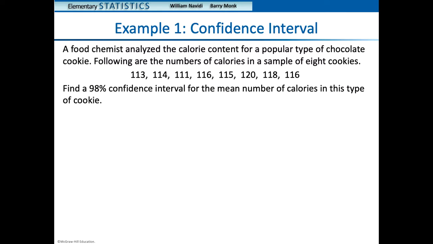So here's our first example. A food chemist analyzed the calorie content for a popular type of chocolate cookie. The following are the numbers of calories in a sample of 8 cookies. And we are asked to find a 98% confidence interval for the mean number of calories in this type of cookie. And notice that the only data that's given are those 8 numbers, right?